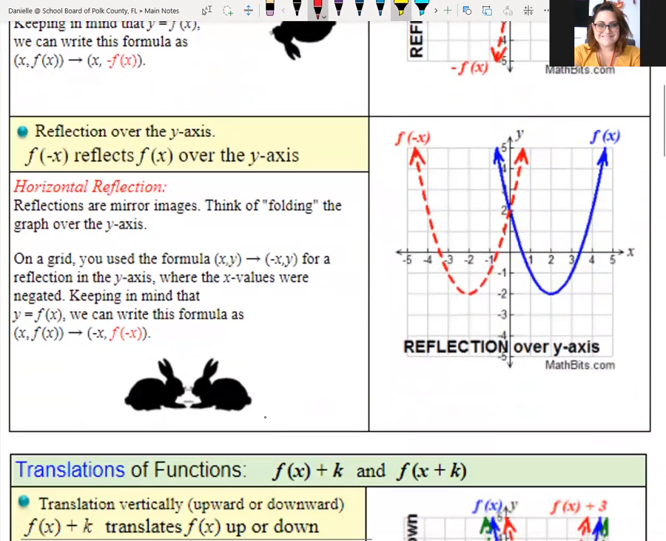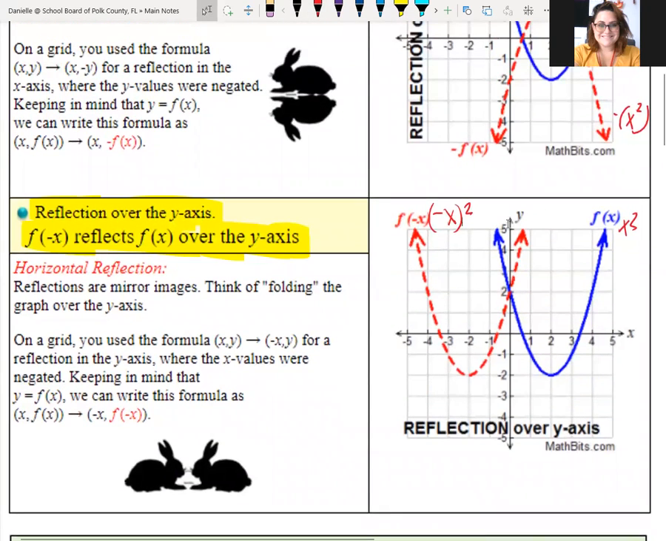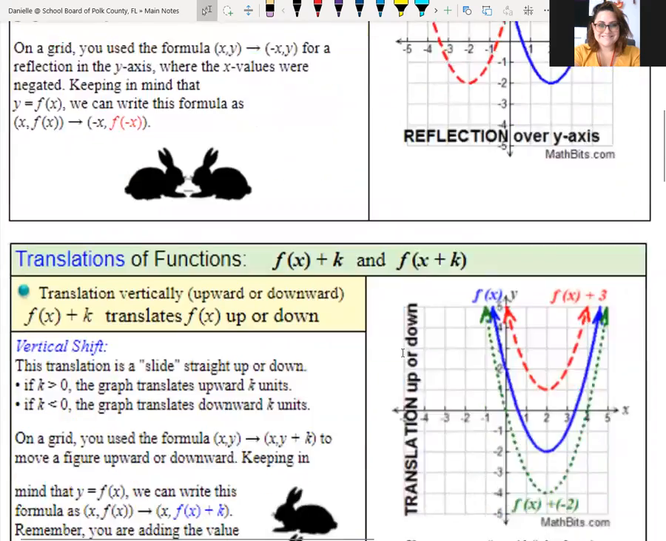The next one is over the y-axis. And again, I'm going to call this blue one x squared. And now for this one, this is negative x squared. So the big difference between the two: one, the entire function is negative, and the other, only the x is negative.